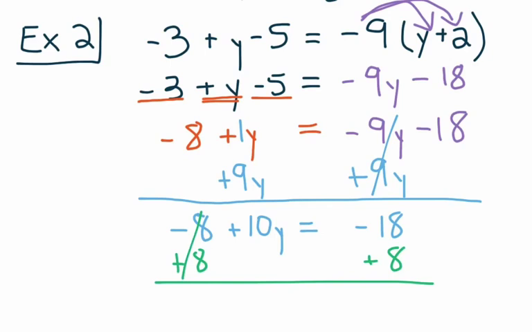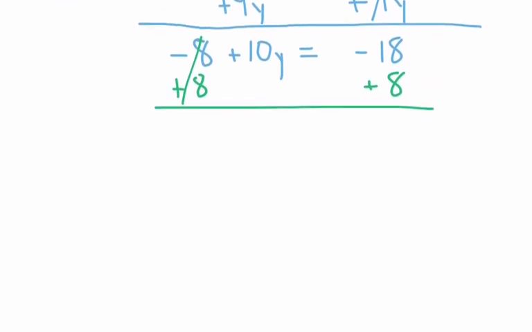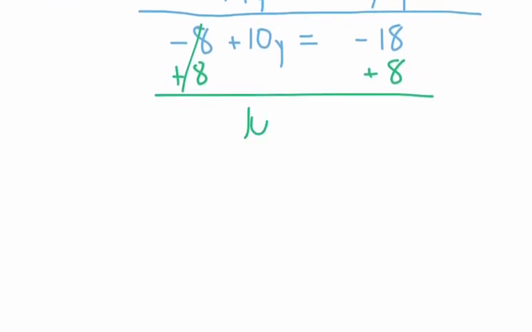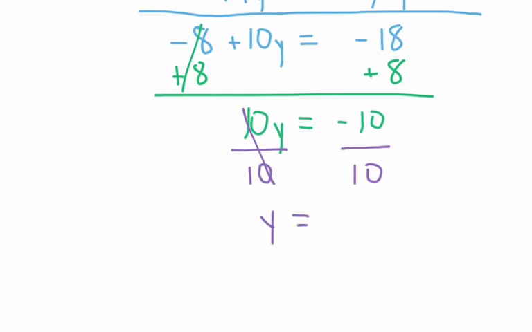These will cancel. So I have 10y is equal to negative 18 plus 8, gives me negative 10. Final step, get rid of my coefficient by dividing by it, dividing both sides by 10. 10's cancel here, giving me y equals negative 1.